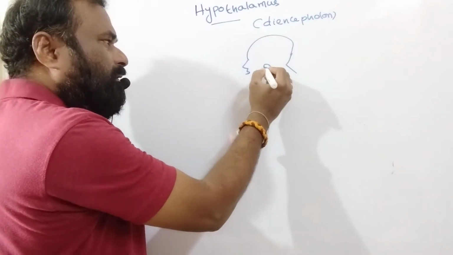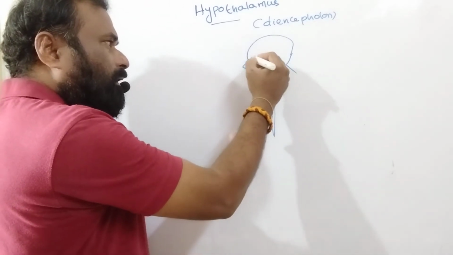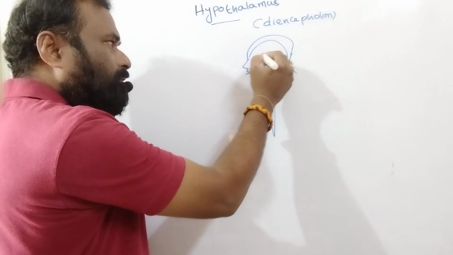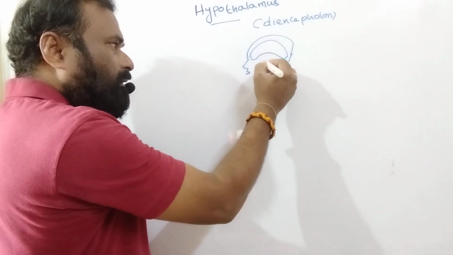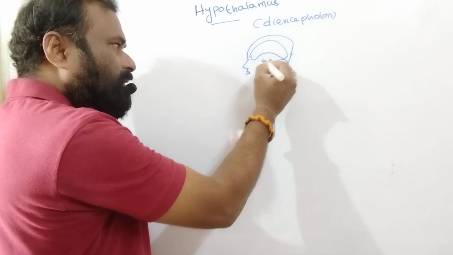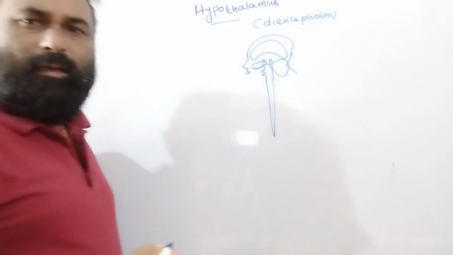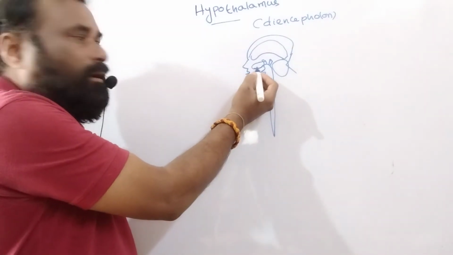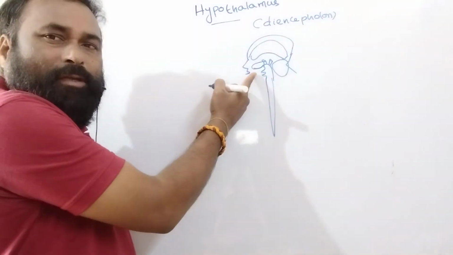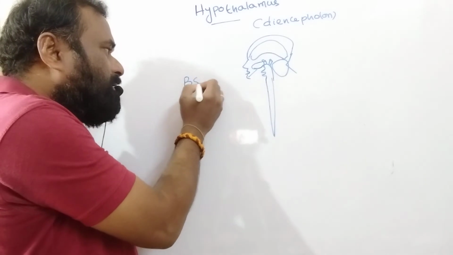This is the midbrain. This is the pons, medulla, spinal cord. This is the cerebrum. This is the cerebellum. Here, this is the thalami. This is the base of the thalami. It is the diencephalon. It is the hypothalamus. It is a part of the diencephalon. So, the location of the hypothalamus is the base of the diencephalon.